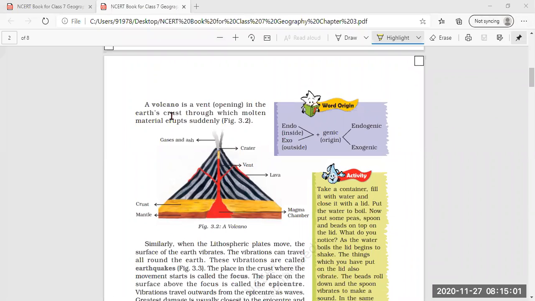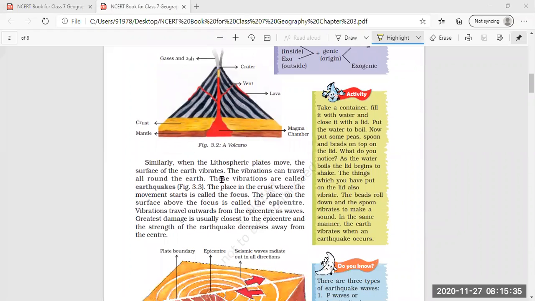What does the word volcano mean? A volcano is a vent. And what is a vent? A vent is an opening in the earth's crust. So a volcano is an opening in the earth's crust through which molten material erupts suddenly. That means molten material which is present deep inside the earth comes out suddenly, and that is called a volcano.